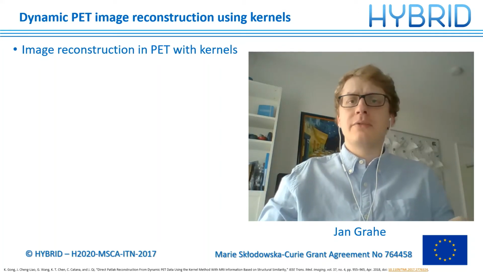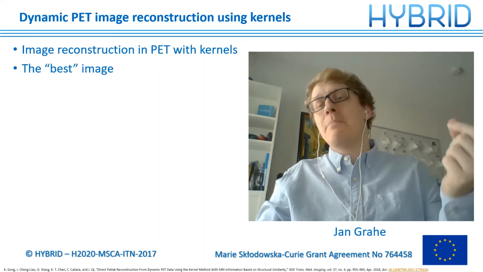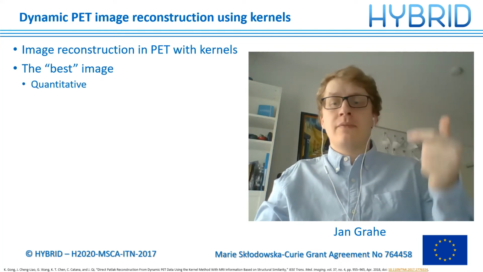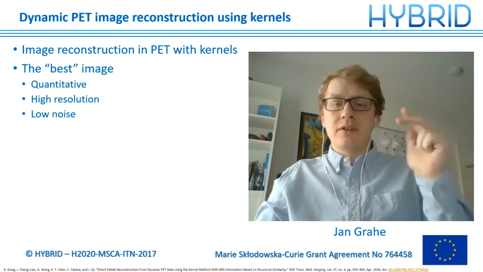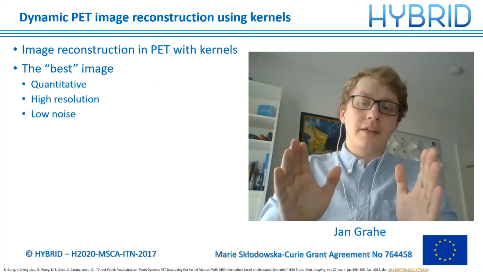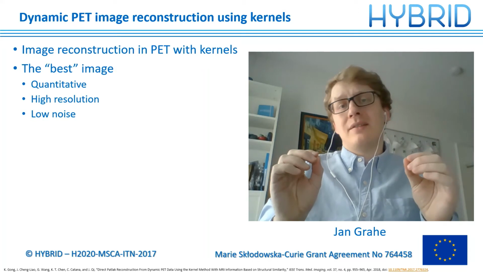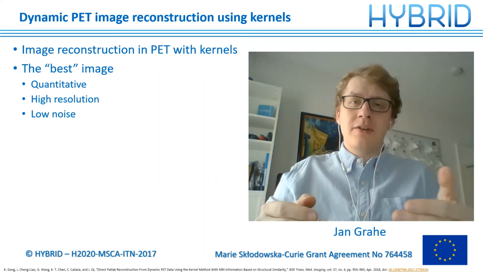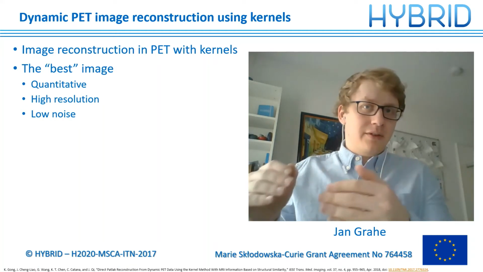And the task of image reconstruction really is to give us the best image. And the best image for me is quantitative, and it should have a high resolution and low noise levels. And those properties contradict each other in a way, because even modern iterative algorithms converge towards the most likely image, but they also induce a lot of noise in the images.